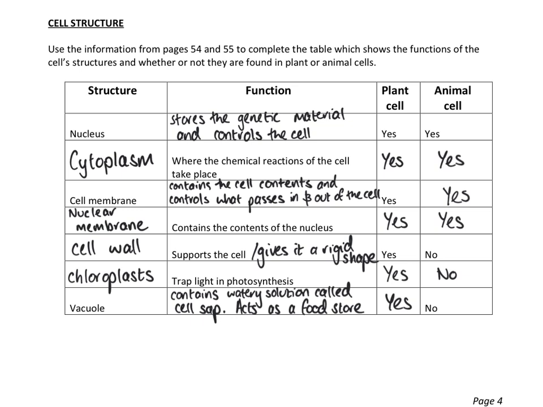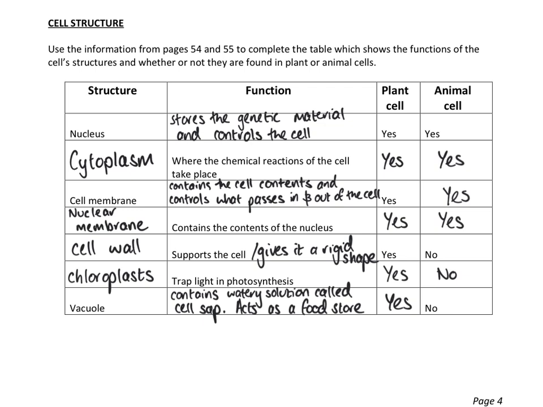And then finally in this table we have the vacuole, and that contains a watery solution called cell sap, which is just SAP, and then you can say that it acts as a food store, so it's where the plant stores its food. So yes, it's present in a plant cell, and no, it's not present in an animal cell.